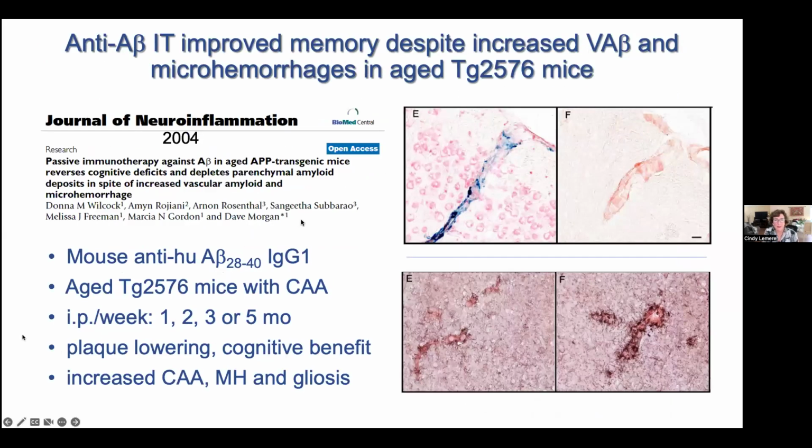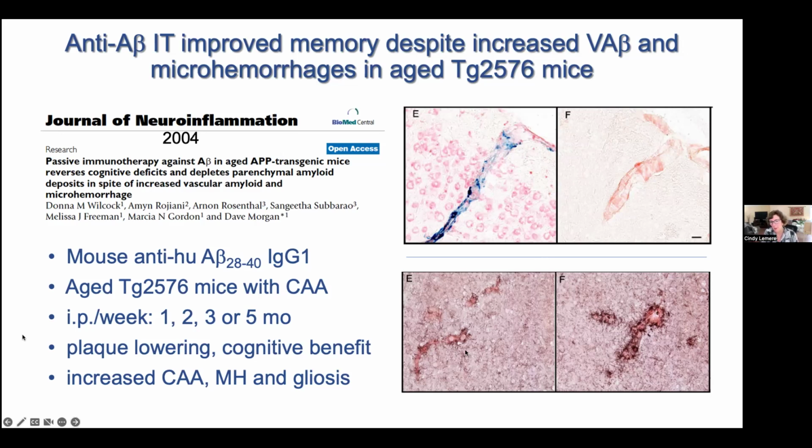So this is the next paper that came out on this topic, and this was from Donna Wilcock and Dave Morgan's group, showing that now treating a different mouse model, Tg2576, that develops some, they don't develop a ton of CAA, but they do develop some, and they treated these mice weekly for either 1, 2, 3, or 5 months with an antibody that recognizes the C terminus, A beta 28 to 40. And this antibody did clear plaques and led to cognitive benefit, but it also increased the amount of vascular amyloid and microhemorrhages, shown here in Prussian blue, which stains iron.